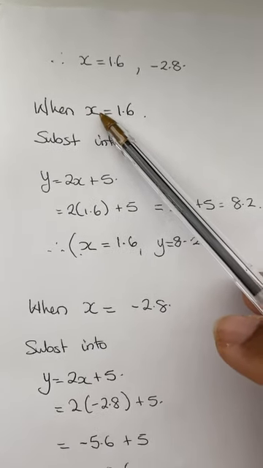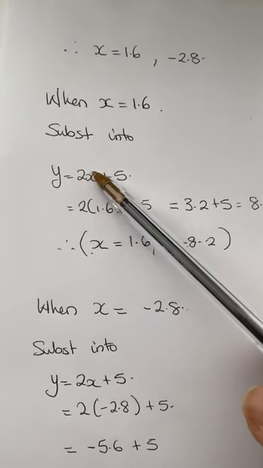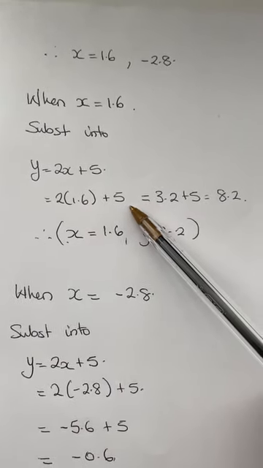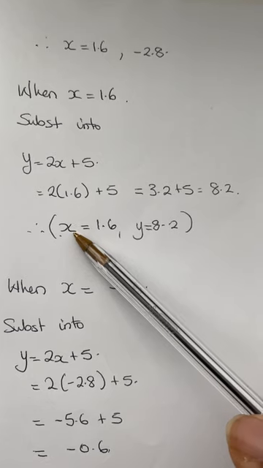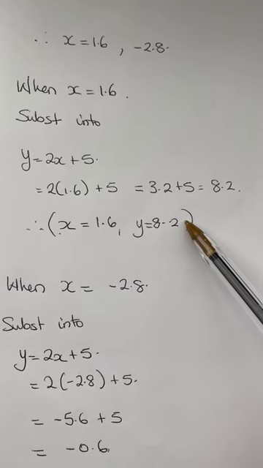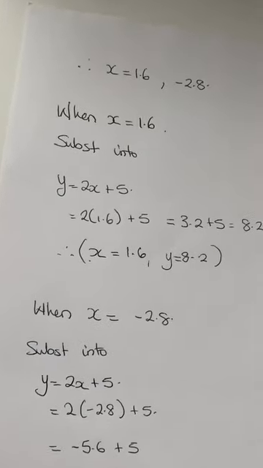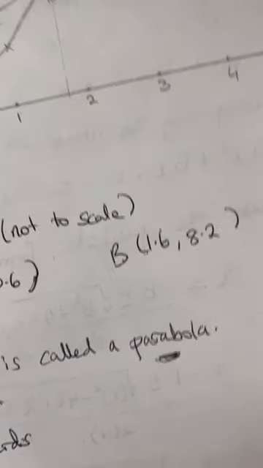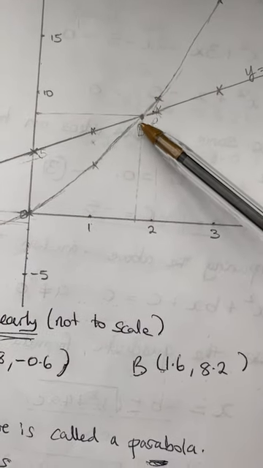Now the linear graph is simple. When x equals 1.6, we substitute it into our linear graph. So 2 times 1.6 plus 5 is 8.2. So when x is 1.6, y equals 8.2. That is the first point. That is what we found on the graph here, on the B here: 1.6 and 8.2. That is our B point here.